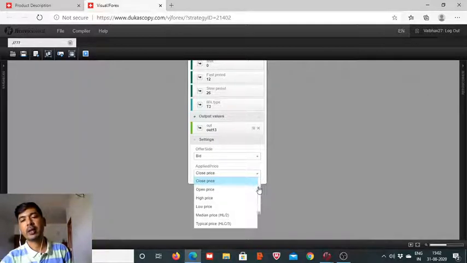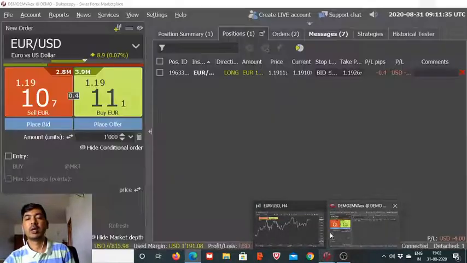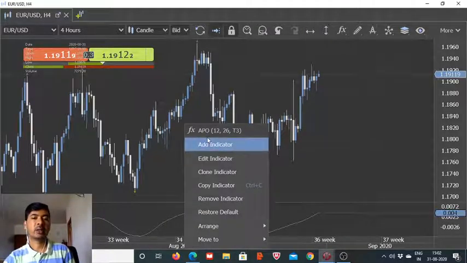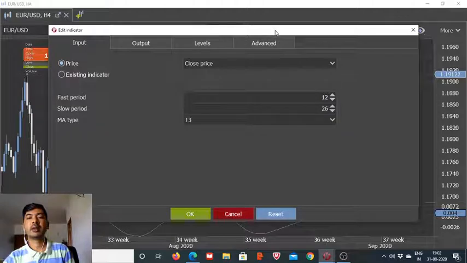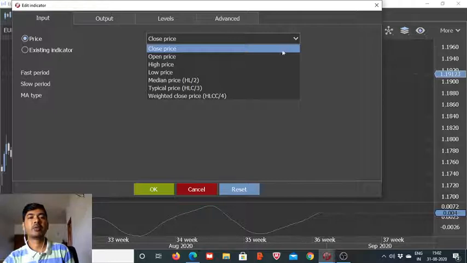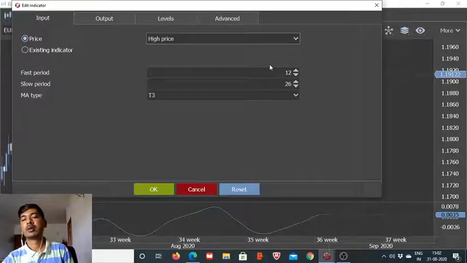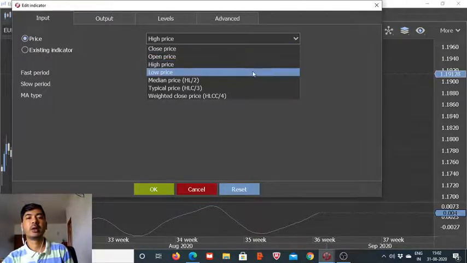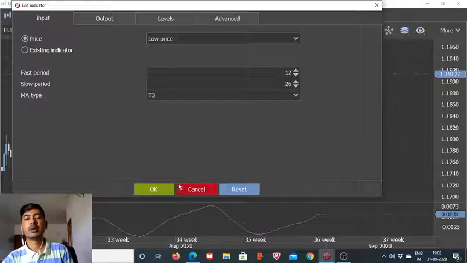Coming to the applied price, it makes a lot of difference. What applied price you are going to use for any particular indicator makes a lot of difference in its output. So we have to be careful while choosing the applied price. For example, if we edit this indicator to reflect another applied price, currently it is based on the closing price. If we make it high price, here the APO value has changed to some extent. If we use low price, again the APO value has changed.